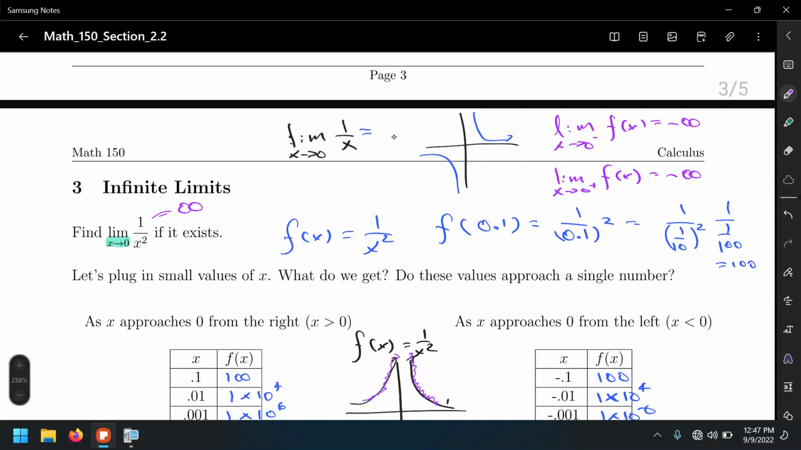Not undefined. That's for functions. We're not evaluating functions, we're finding limits. Does not exist, DNE. Alright, so that's the difference. We're going to do a bit more of this.